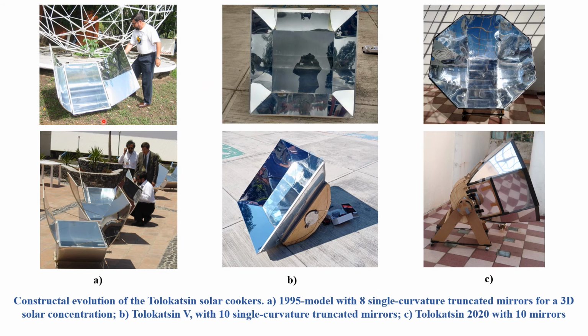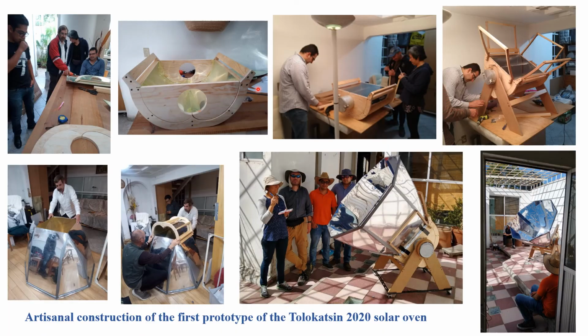This slide summarizes the Constructal evolution of the Tolokatsin solar cookers. While its complexity increases, its performance improves. Is that worth it? I think yes. Despite its apparent sophistication, it can be manufactured at home using basic tools, as shown in these photographs. Here are our friends.